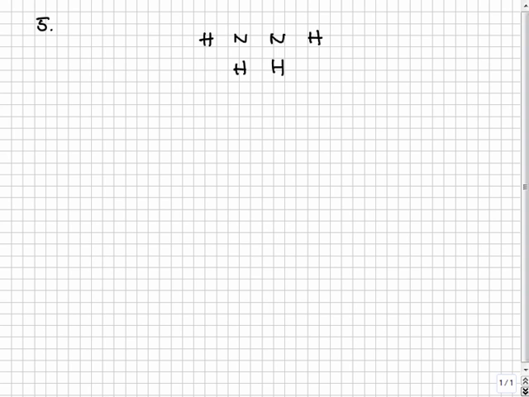And the easiest way to make this happen is to form a single bond between the 2 nitrogen atoms, and then each of the nitrogen is going to form a single bond with the other 2 hydrogen atoms on each side, and finally there's a lone pair on each nitrogen atom.